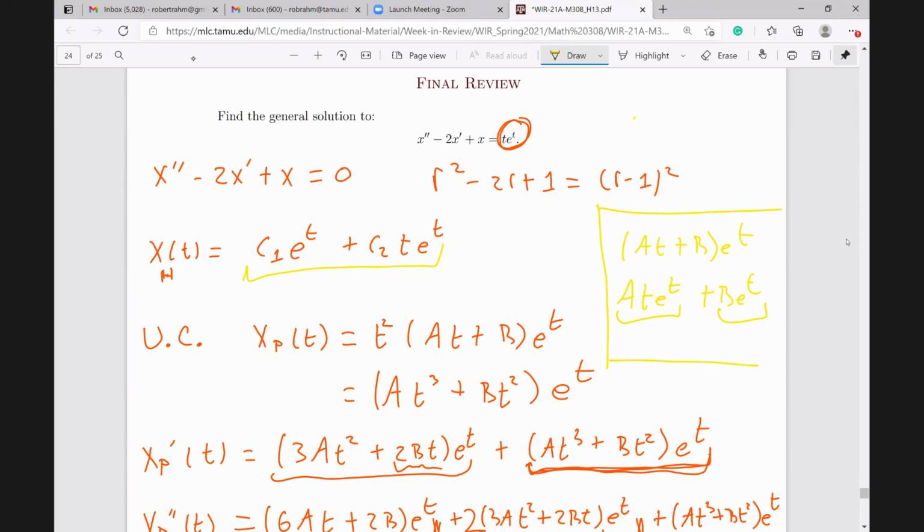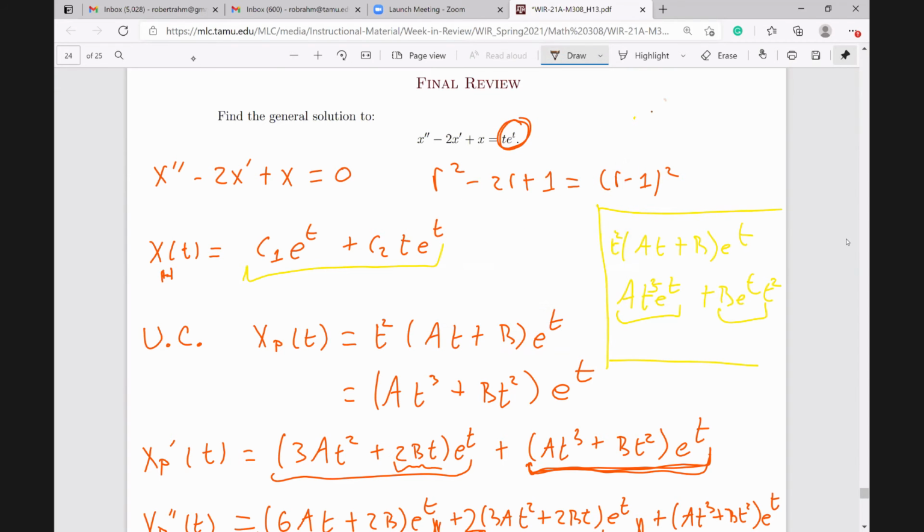And see, when we plug a t e to the t and b e to the t into the equation, it's equal to 0. So what we do next is multiply by t. So we get something like this. And the a t squared e to the t, that's fine. But the b e to the t, that's also a solution to the corresponding homogeneous equation. And so we multiply by t again to get this. But I think you understood that, but I wanted to just say it again for everybody. Okay.